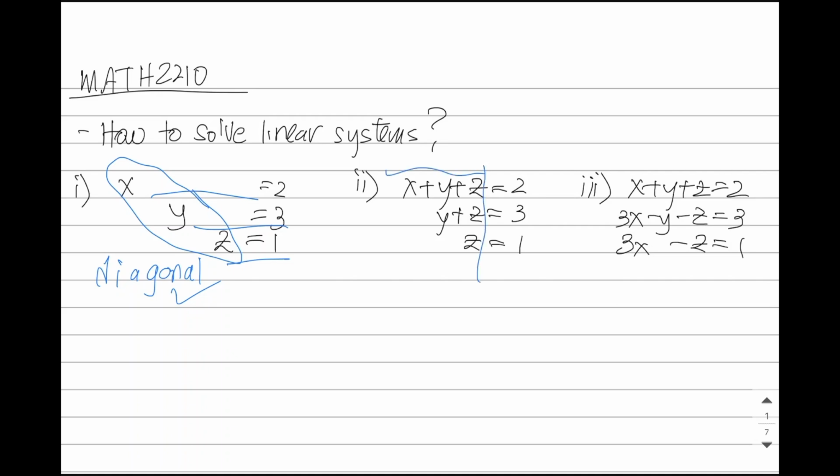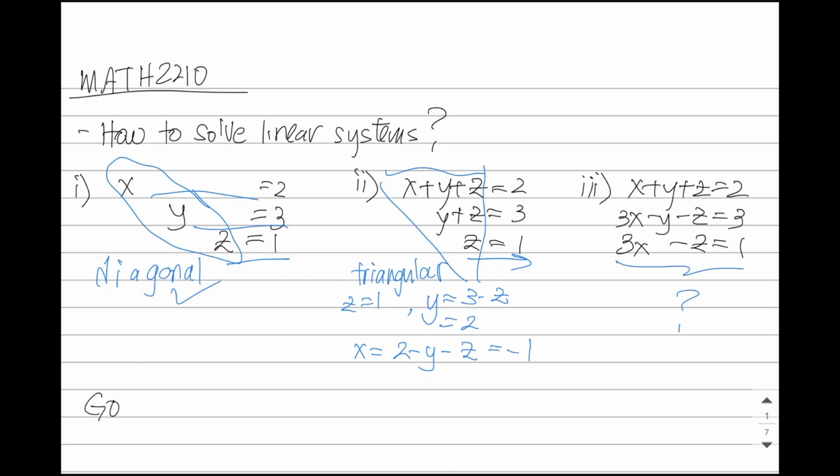This is a system that is in triangular form. Triangular form is not as good as diagonal, but it's still pretty easy. From the last equation, you can see that z is 1. The second equation will allow us to solve for y really easily, because if we know z, then we can just plug in the value of z to get y is 2. From the top equation, we can easily figure out the x as well, -1.